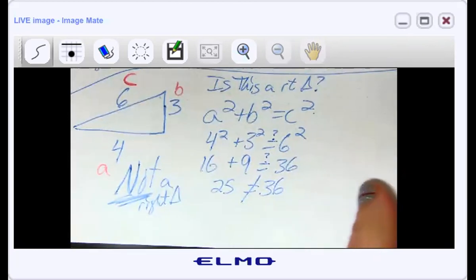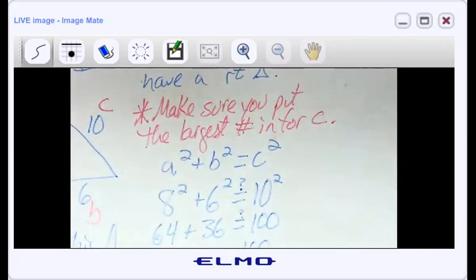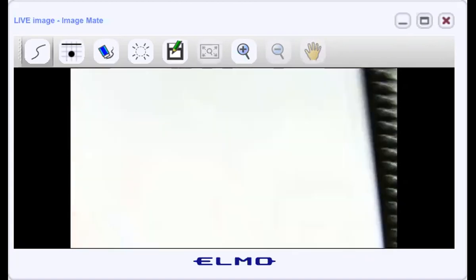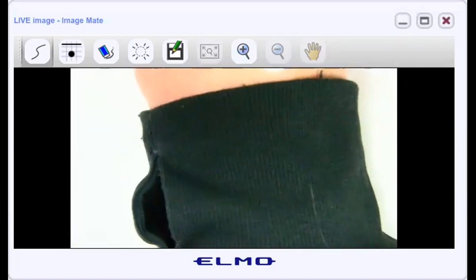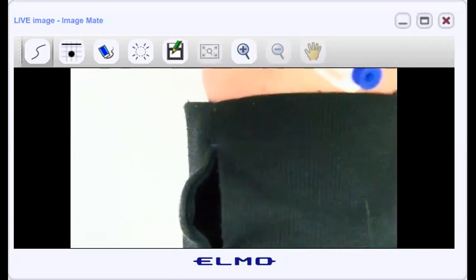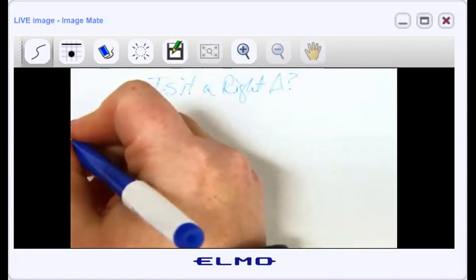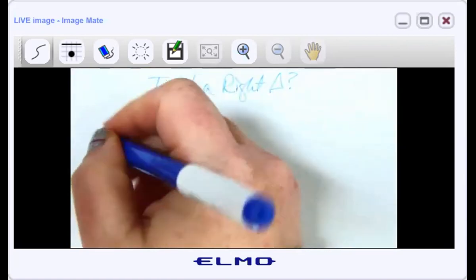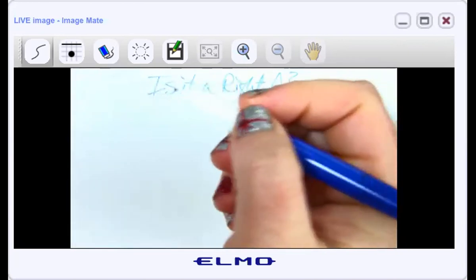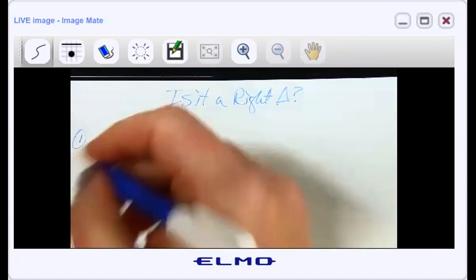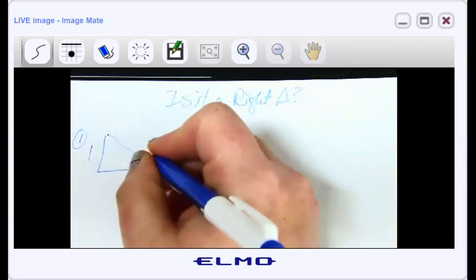All right, so let me give you some to try. So we're trying to determine, is it a right triangle? I'm going to give you a whole bunch. Some of them I'll draw you a triangle, but you don't even need it. Let's say I had 1, 2, and 3.